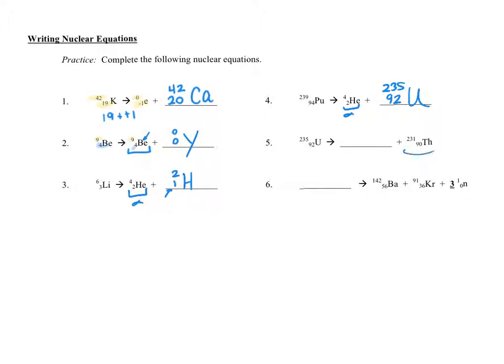Okay, for 5, I'm given the daughter. So what I'm trying to find out is the particle. So you see here, you have a blank space. So if I'm going from 235 to 231, the difference there, what was subtracted, is 4. Then the same, I went from 92 to 90, so the difference there is 2. The only particle with 4 over 2, it has to be an alpha, He.